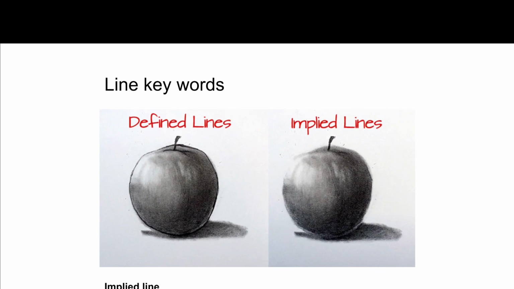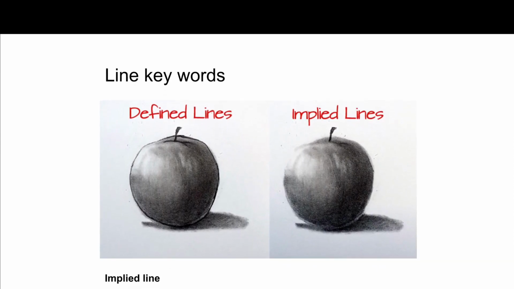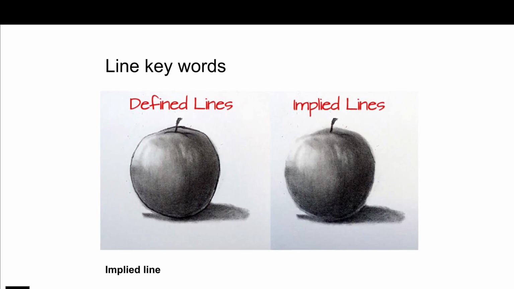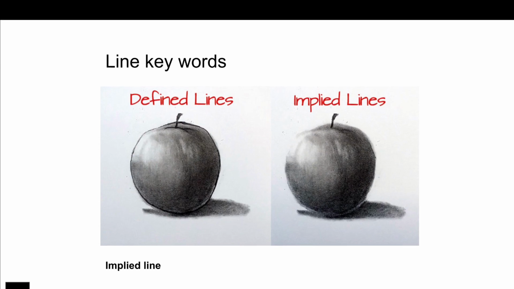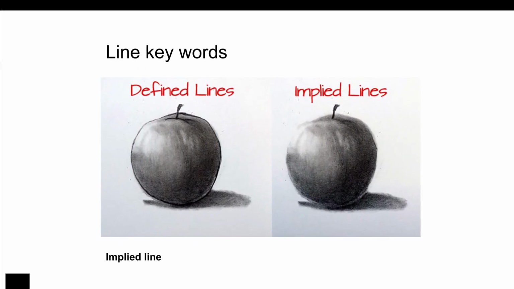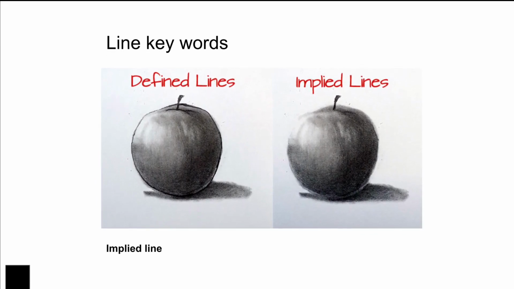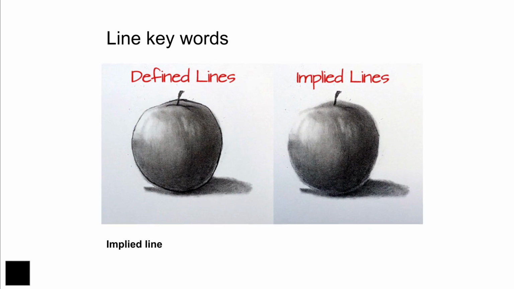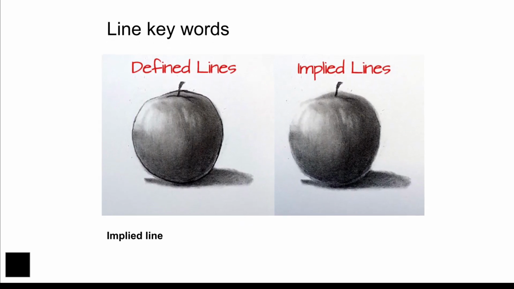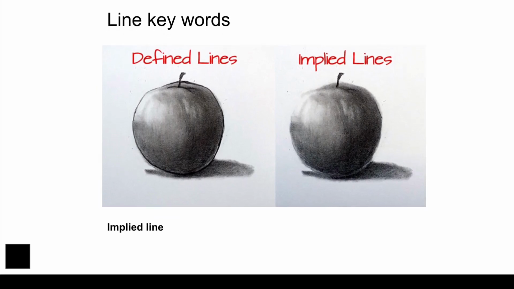The next line keywords are implied line and defined line. The defined line is viewed here on the left, where you are simply outlining the shape of the apple with a hard line. You can see that, and it is making the object pop out into space. Whereas implied line on the right-hand side is not using an outline for this apple at all. In fact, you are imagining that there is a line there because of the shading that has been applied to it.